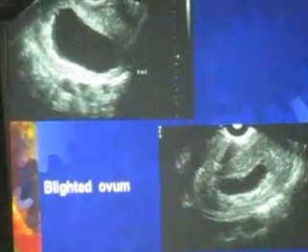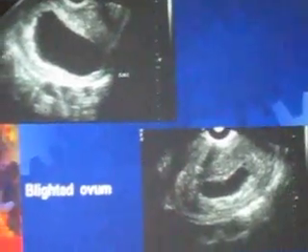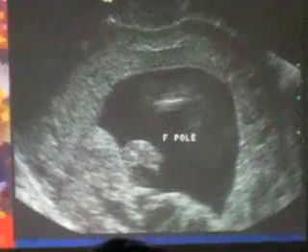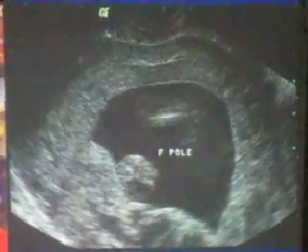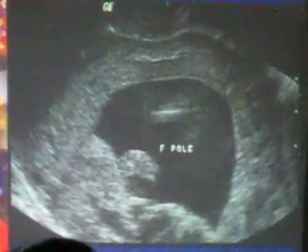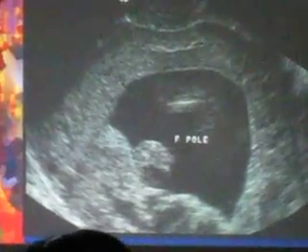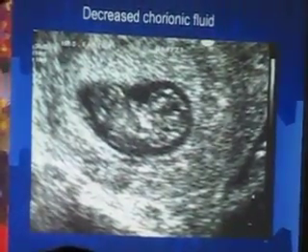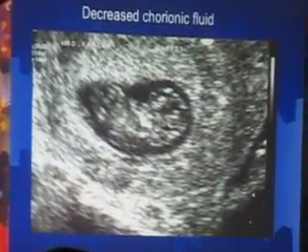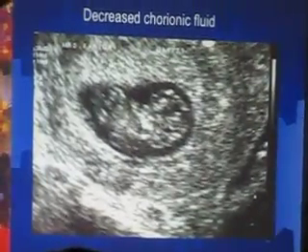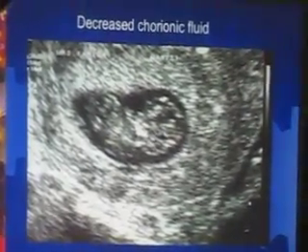Right. See, for example, here, this sac is too large and I don't find any intrauterine sac contents. So this is a blighted ovum and I don't think I'll wait for it anymore. Now here's a fetal pole which is quite large and I don't see a fetal heart, and you can see an abnormal increase in the fluid around. This is also a failed pregnancy. Here you can see decreased chorionic fluid. The fetus is completely tightly packed.